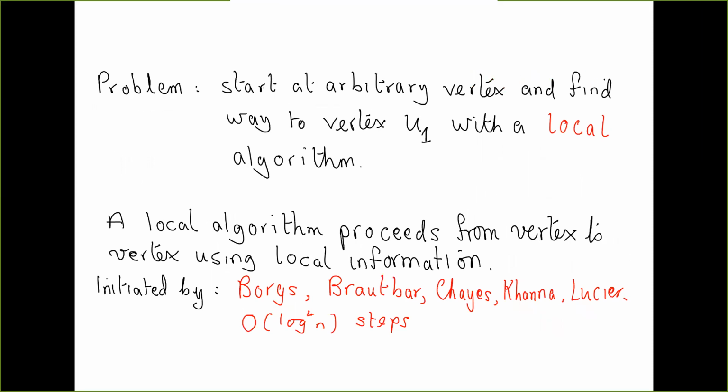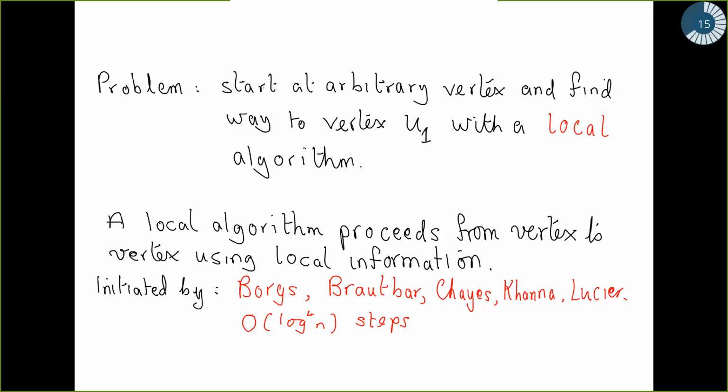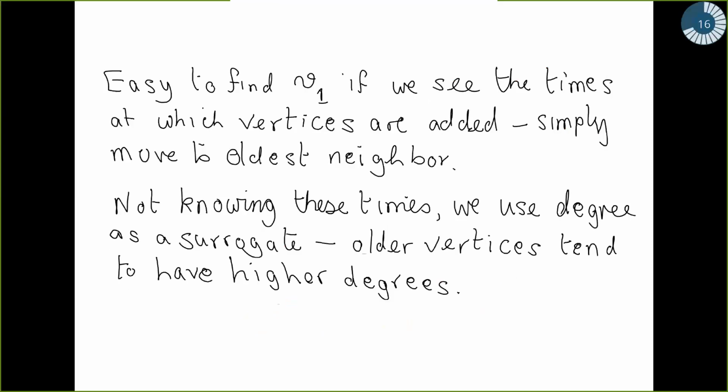Okay, so let me explain this problem. The problem is you start at an arbitrary vertex, and you have to find your way to vertex v1, using a local algorithm. It's easy to find v1 if you see the times at which the vertices are added. Because all you do is you move to the oldest neighbor, and then the oldest, and the oldest, and the oldest. And I think after about log n divided by log log n moves, you will be there.